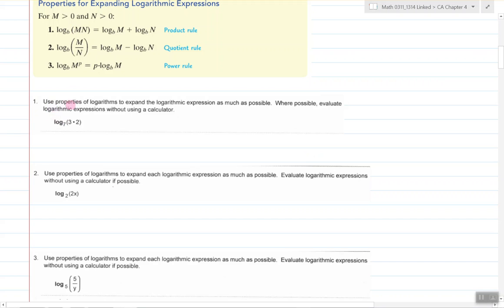All right, it says use the properties of logarithms to expand the logarithmic expression as much as will evaluate without using a calculator. Well, I don't know, maybe we'll need to do that, maybe we won't. The first one, remember the base doesn't matter, but you do have to type it. So this is a product. It is a product of arguments. So it will be the log base 7 of the first factor. It becomes plus log base 7 of the second factor. I can't simplify those. I don't know what they are.